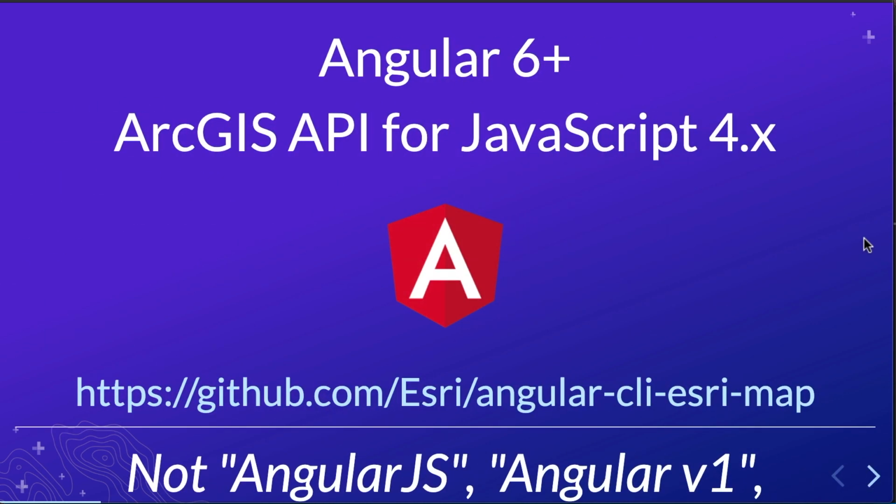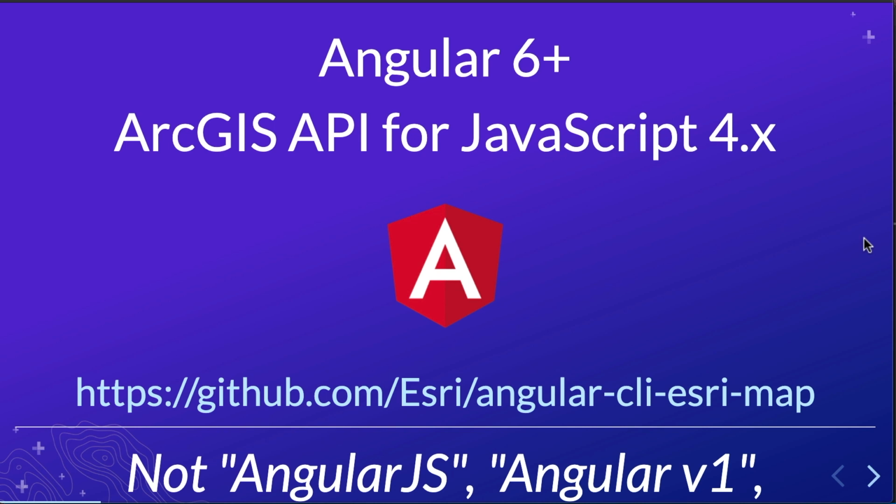Just a few housekeeping items before we get started. This session is about Angular 6+, and more specifically, it's about Angular 9. The repo that this session is based on, at github.com/Esri, Angular CLI Esri map, we typically only address issues based on the latest production version of Angular, which at this stage is Angular 9. The good news is if you're using Angular 8, it's similar enough to Angular 9 that we'll also be able to address those questions effectively.